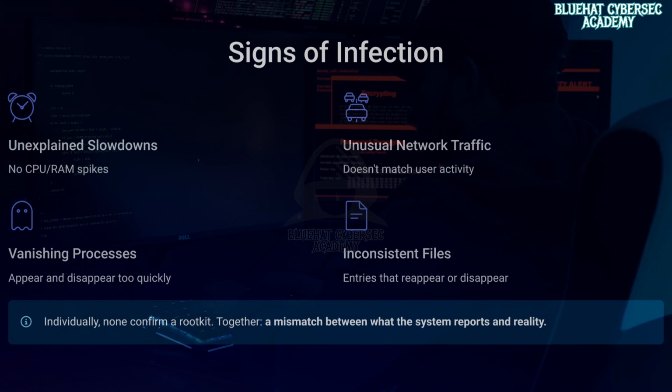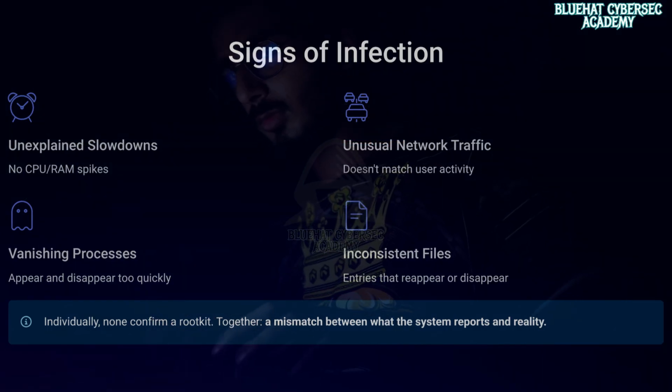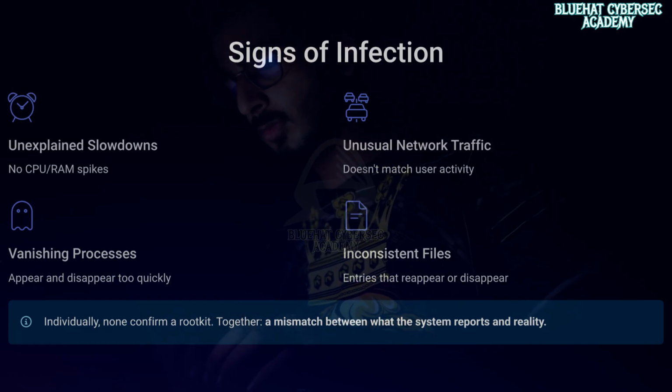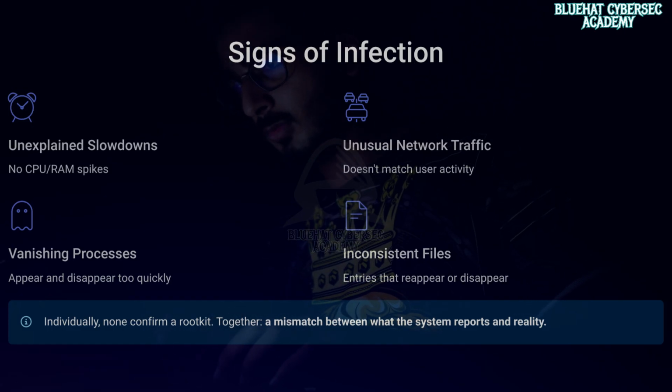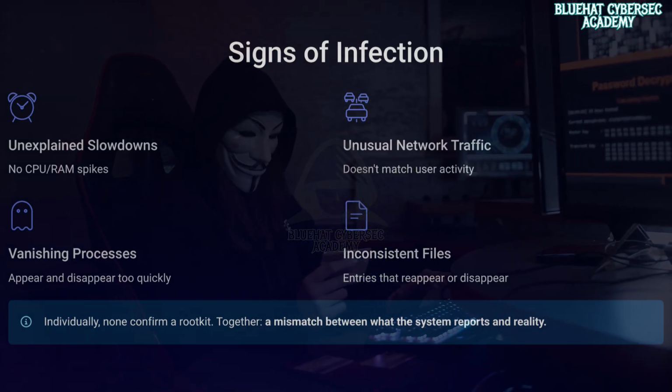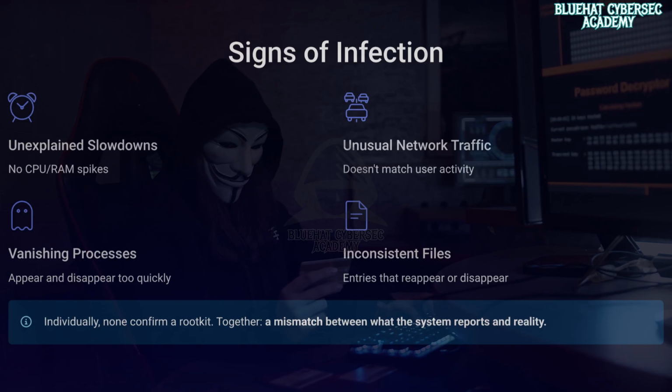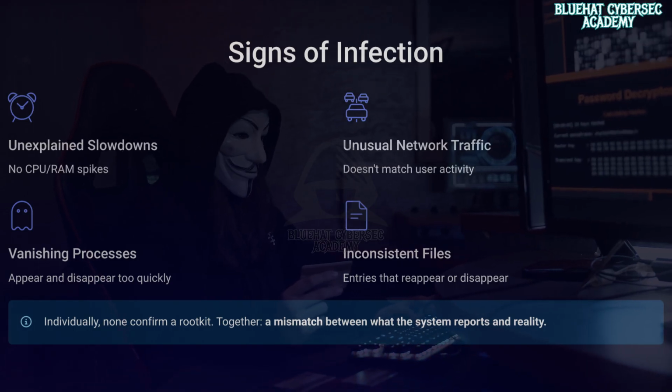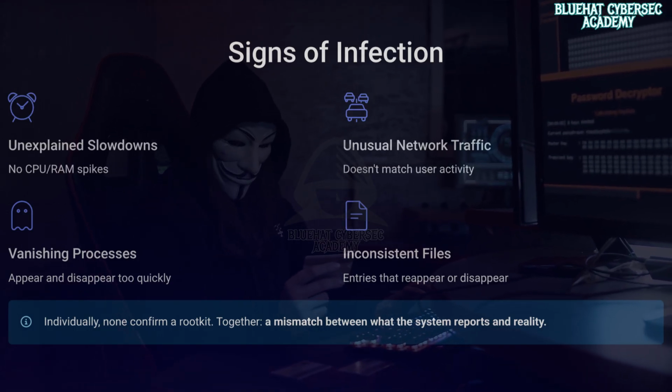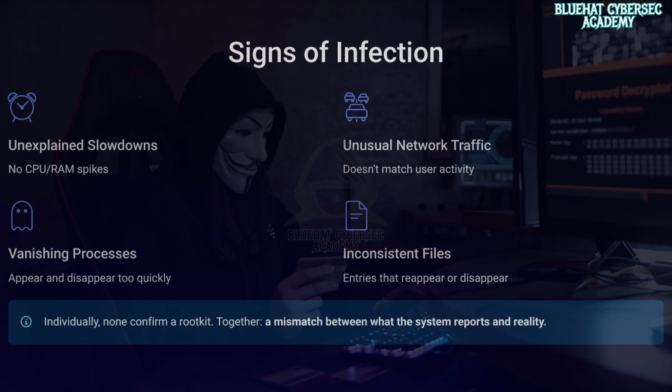Now let's move into signs of infection, because this is usually where real-world suspicion begins. Rootkits rarely appear directly, but they often leave indirect signals behind. So when you're analyzing a system, you might notice things like system performance drops without clear CPU or RAM usage spikes, security tools reporting no issues despite unusual behavior, network traffic that doesn't match user activity, processes that appear briefly and vanish too quickly to inspect, missing files or registry entries that reappear or disappear inconsistently.